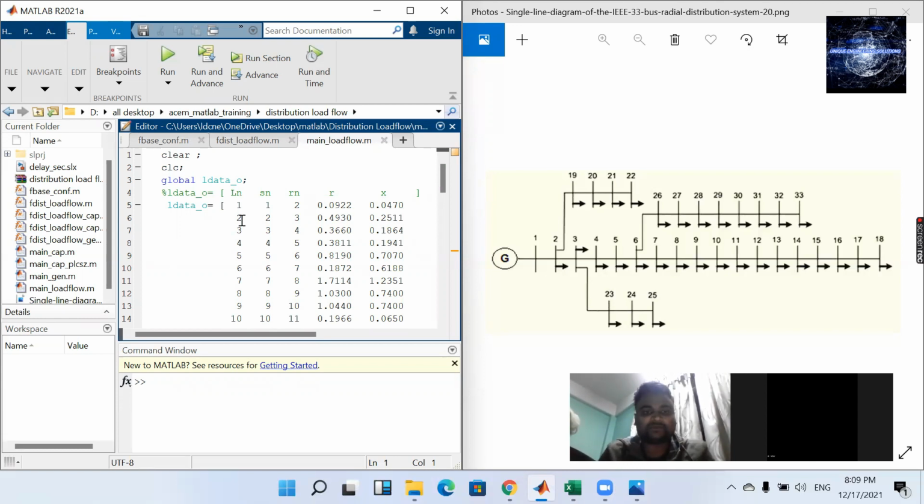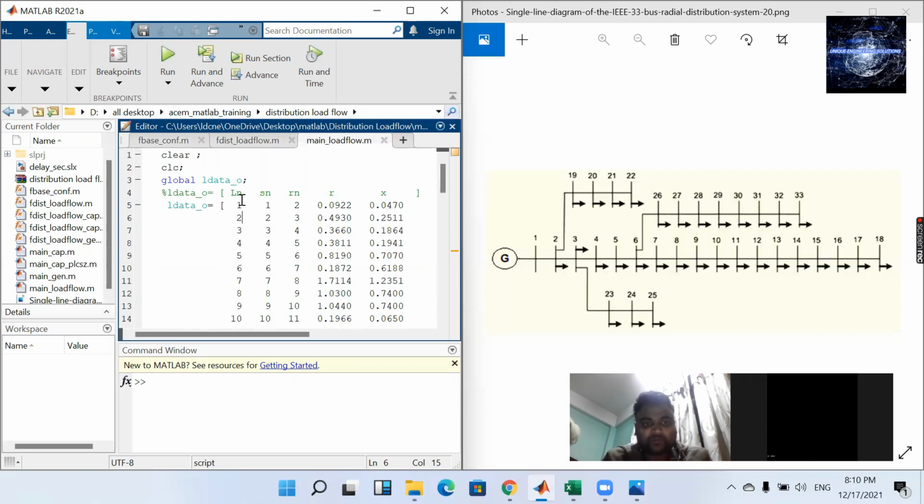Initially we have to assume all the bus voltages with magnitude 1 pu and angle 0. These are the parameters that can be obtained from the net, and I will also upload the file so you can get the distribution parameters.